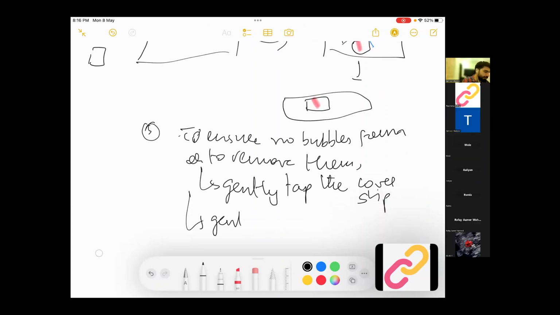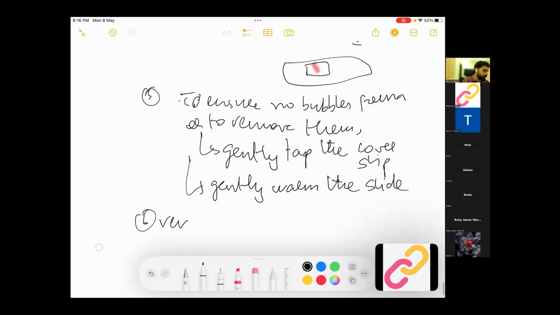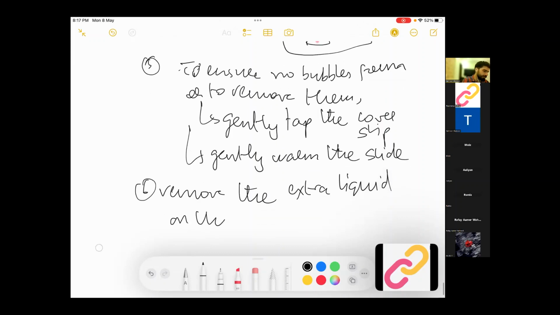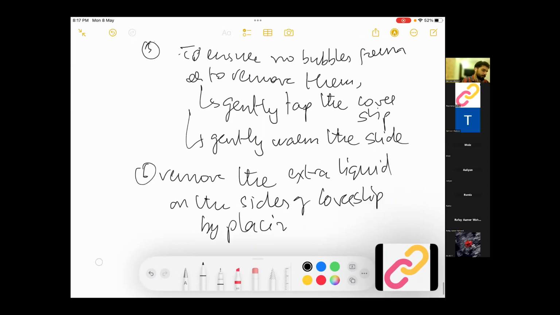Then the final thing is to replace the cover slip. Replacing the cover slip is the important thing to do. You have to do it by lowering one side carefully using a toothpick. What does that mean?